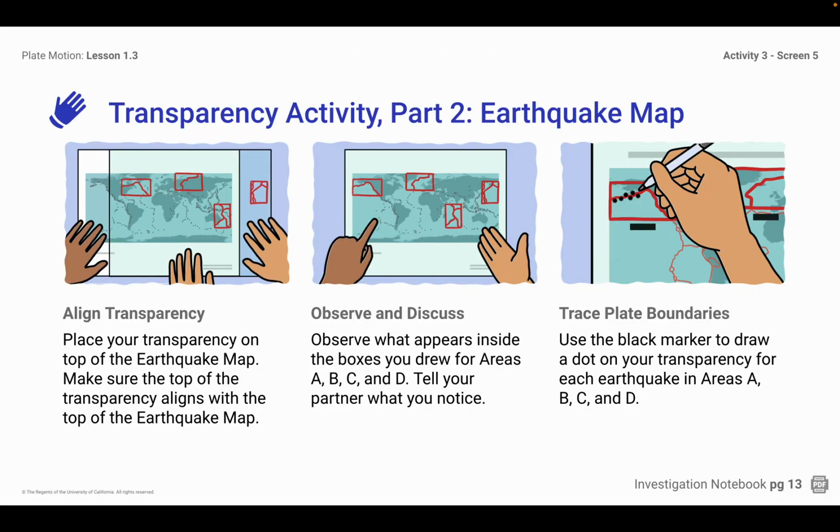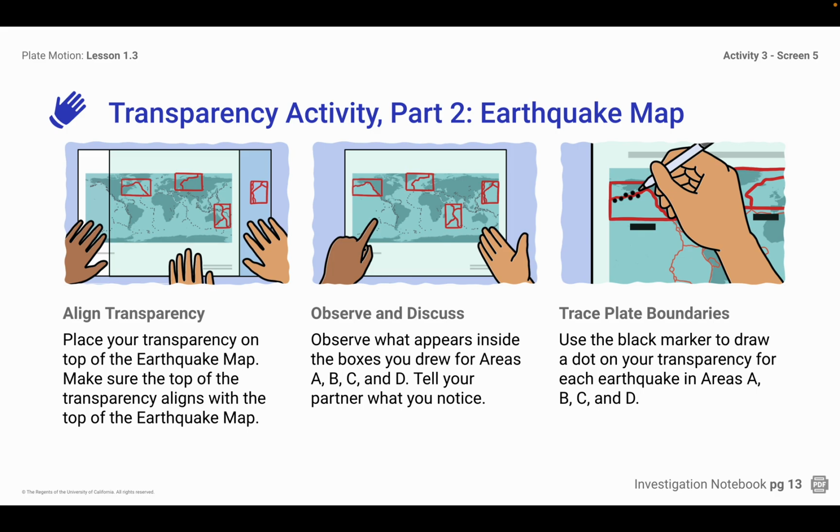So now what I'd like you to do is make sure that you've got the top of the transparency at the top and that it aligns with the top of the earthquake map. So now your boxes that you drew should be kind of aligned with what you're seeing on the earthquake map.